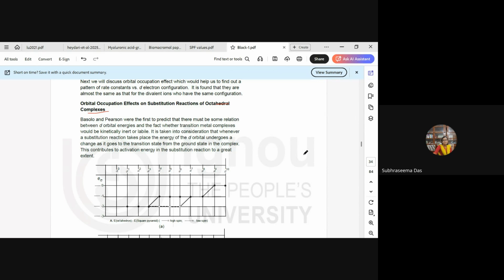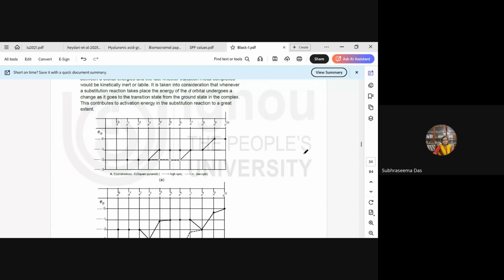Both Basolo and Pearson first predicted that there must be some relation between the d orbital energy and whether the complexes will be stable, inert or labile. It has been considered that whenever a substitution reaction takes place, the energy of the particular d orbital involved undergoes a change because of the transition from the ground state in the complex. This contributes to the activation energy in the substitution reaction to a great extent.